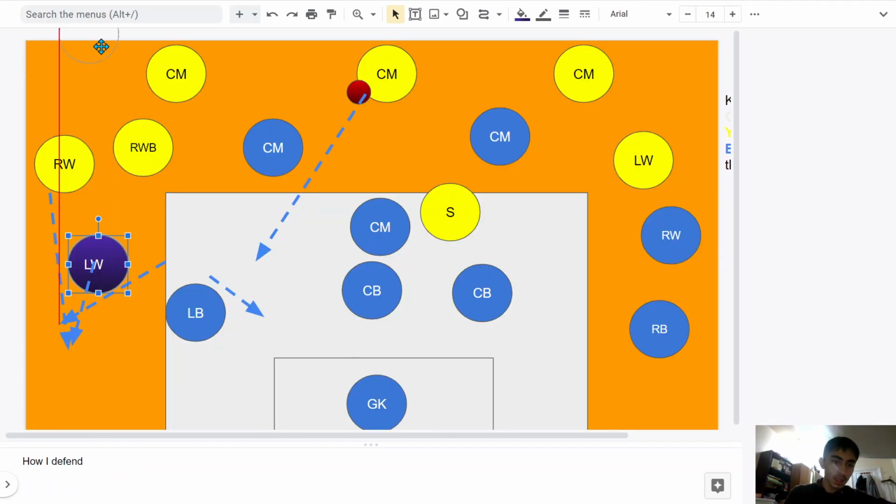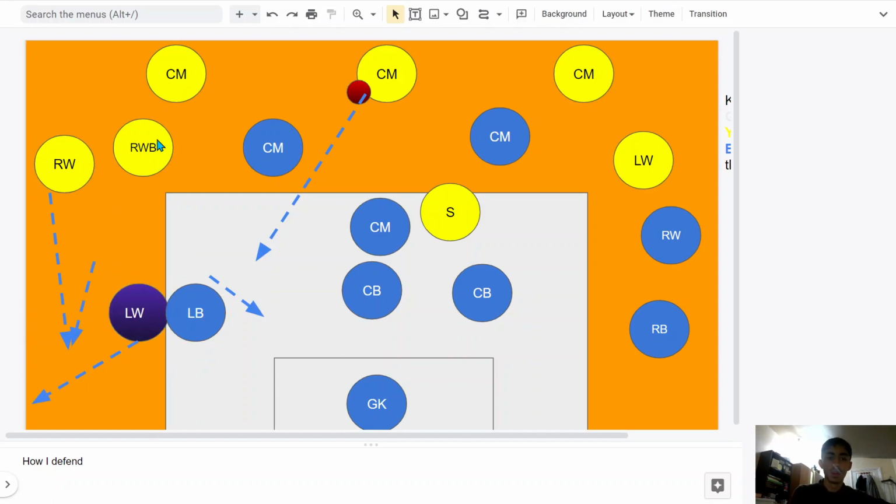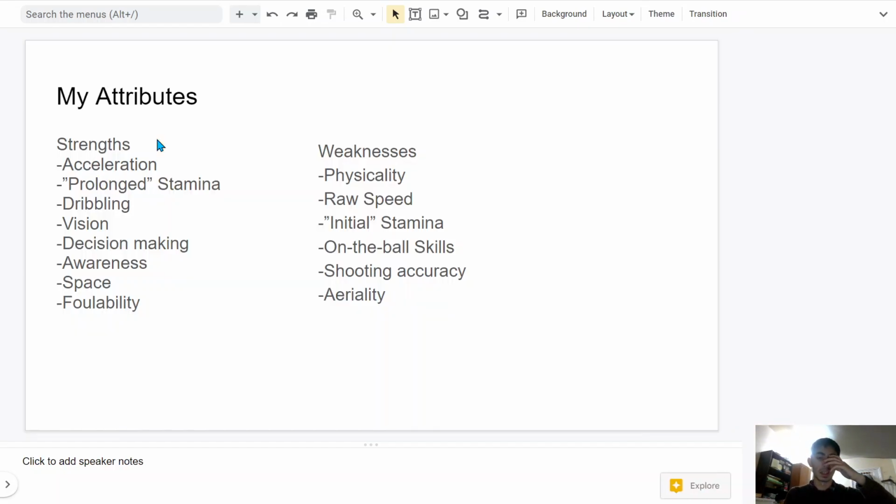So that means I'm better at defending, or at least coming back to help out in the defense, whether I'm shielding my left back or going behind him and helping him not get overloaded by the opponent's right wing and right wing back and right back even.